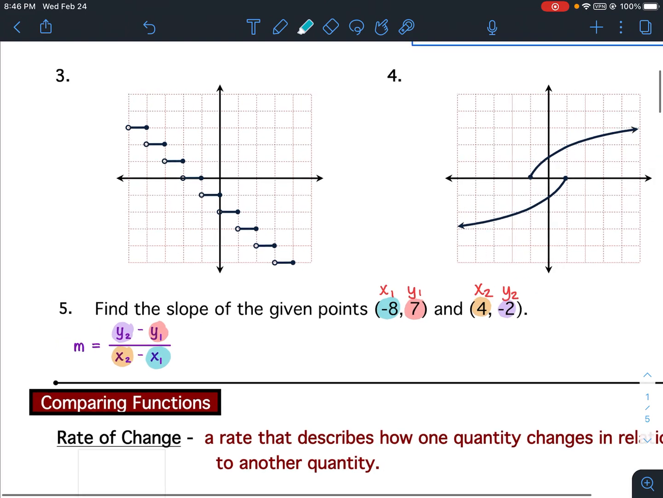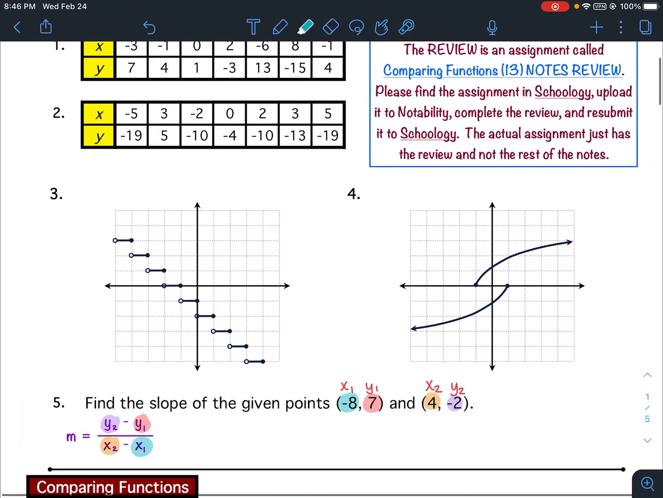If you have any questions on the review, please do not hesitate to ask. For 1 through 4, you just need to put function or not a function.